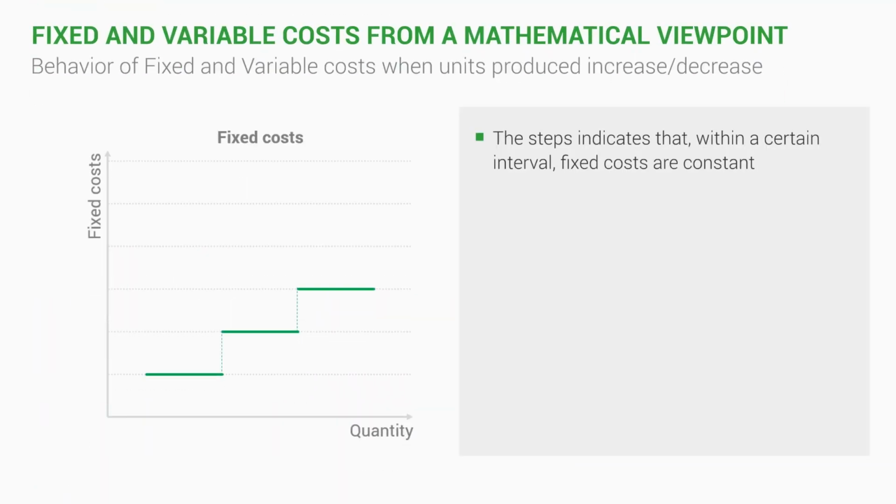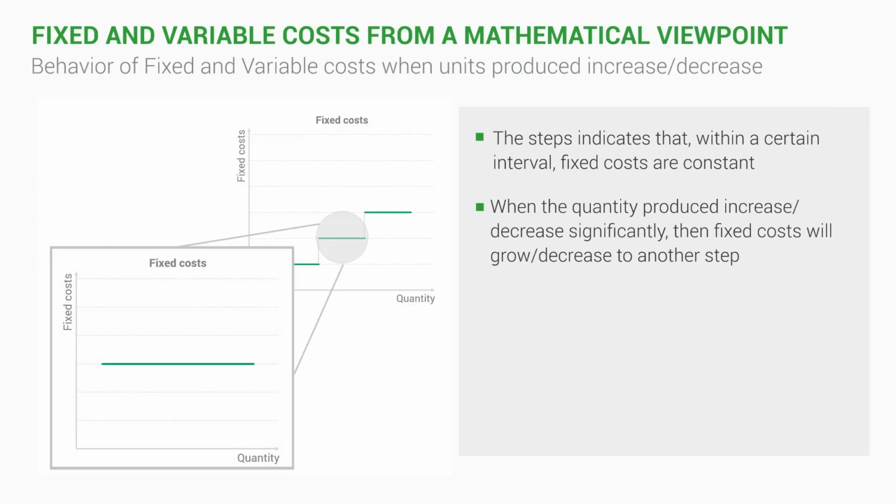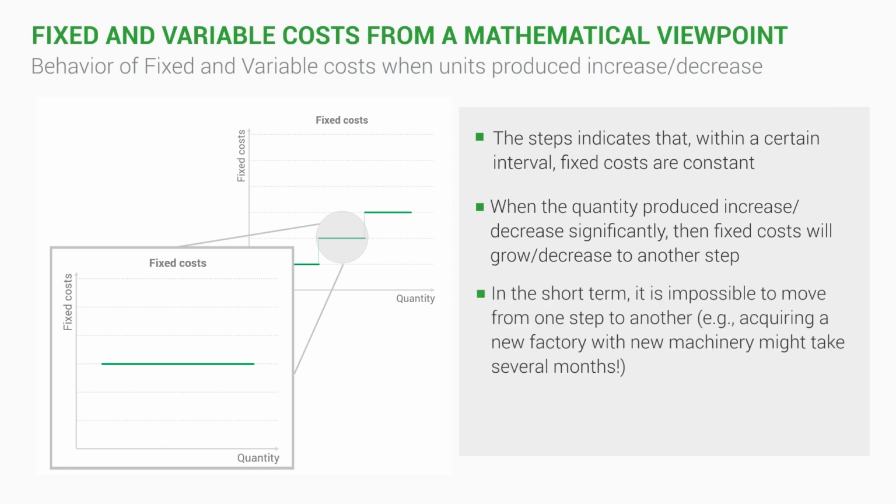The steps show us that fixed costs are constant within a certain interval of production. However, when production quantity increases or decreases significantly, fixed costs will move up or down to another step. It is generally impossible to move from one step to another in the short term. Acquiring a new factory and machinery might take months, for example. This is why we usually treat fixed costs as constant.